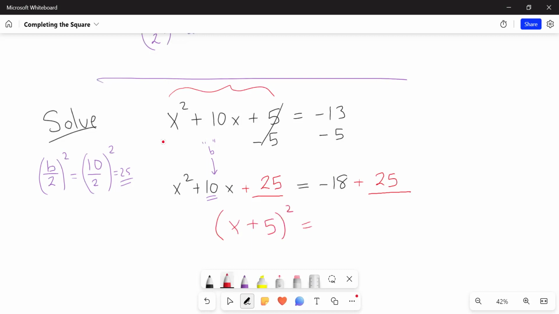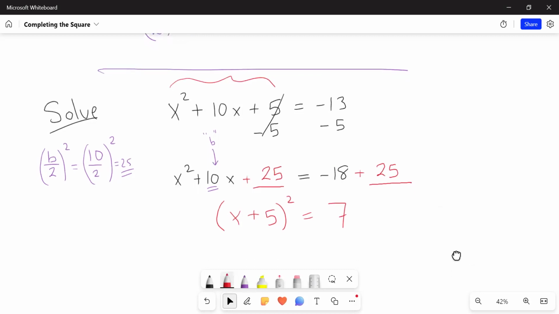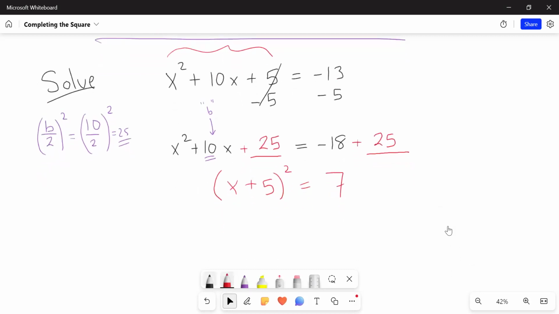The right-hand side, I'm just going to evaluate negative 18 plus 25. That's 7. Now you might notice this looks pretty familiar from a previous video. We have a perfect square. We're going to use the square root method from here on. We're going to take the square root of both sides. The square and square root cancel out. I just get x plus 5.